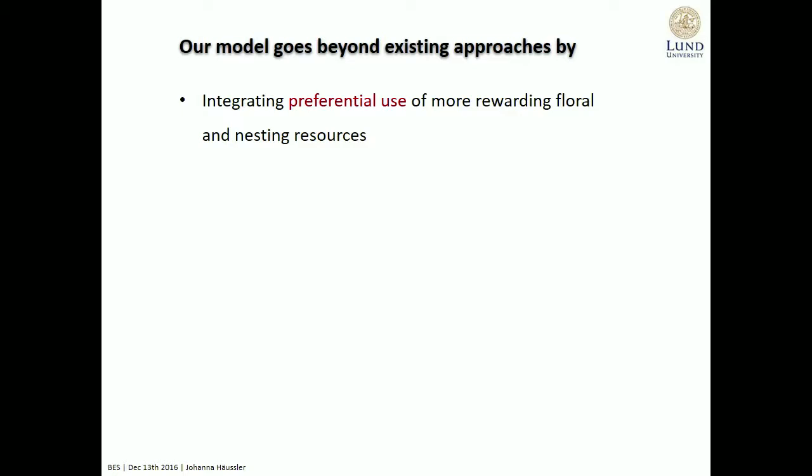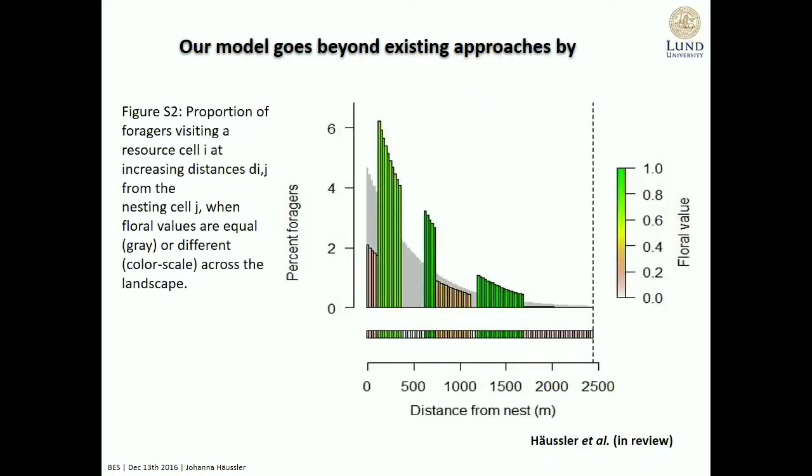Then there have been more recent models, for example by Olaf Ulsen in 2015, which integrate optimum foraging, or by Crone and Williams in 2016, which consider population growth within and between years, but they don't combine these two processes. So with our model, we combine these two processes by integrating preferential use of more rewarding floral and nesting resources, which you can see here.